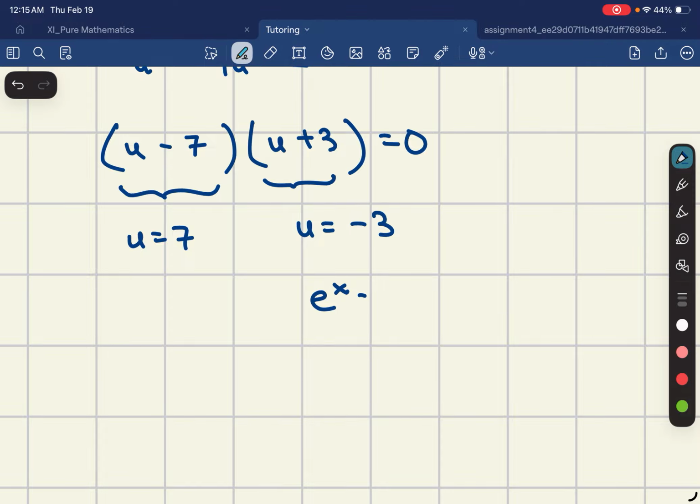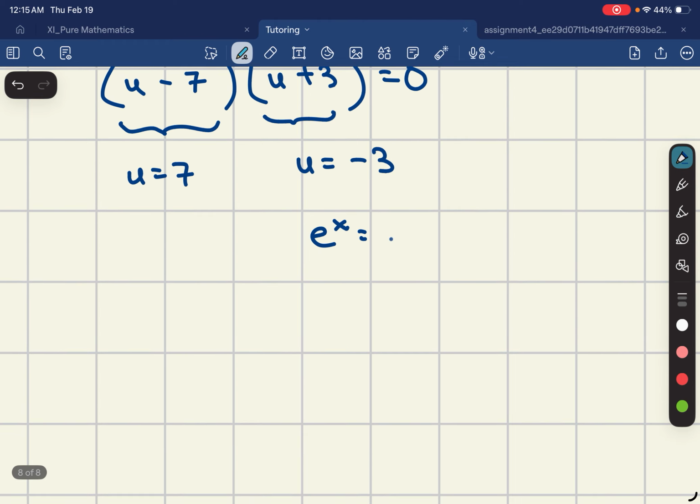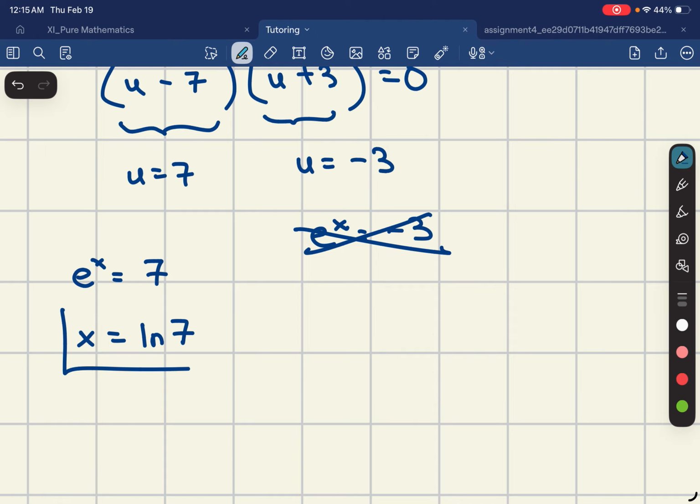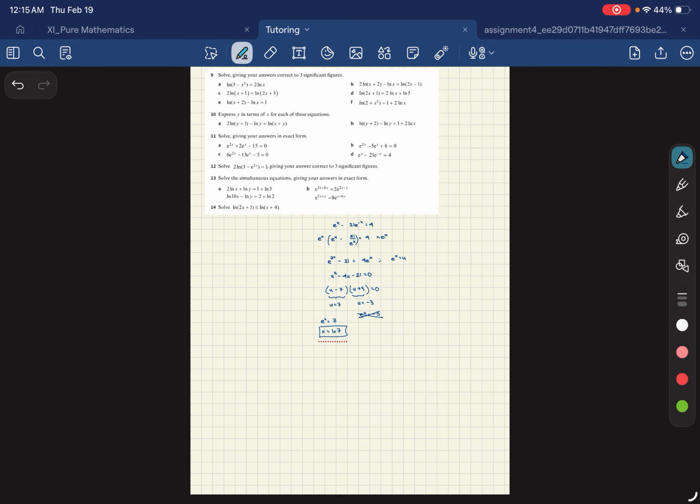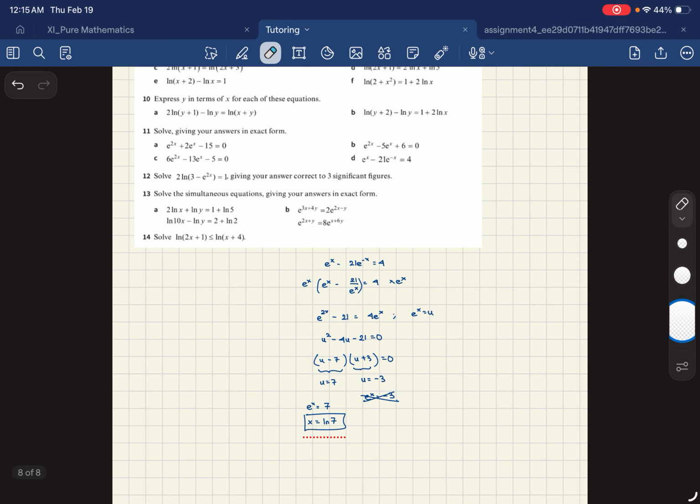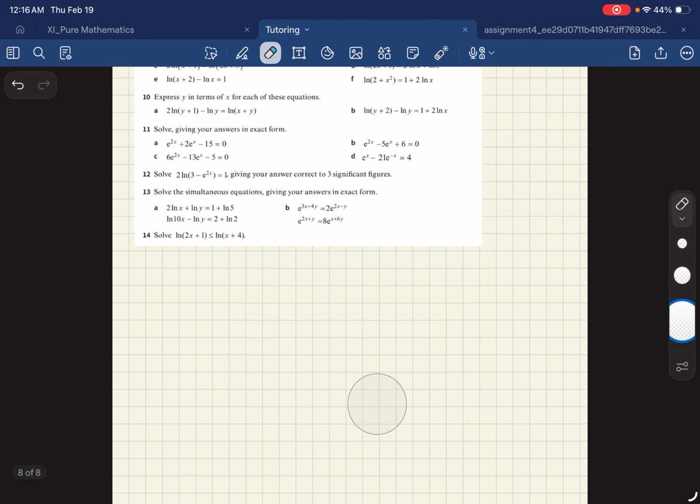However, u was e to the power x, and e to the power x cannot be negative 3. So I only solve for e to the power x is equal to 7, so therefore x is ln 7. So that is how you solve. And these are very similar to the questions that we have been doing. So I leave B and C for you.